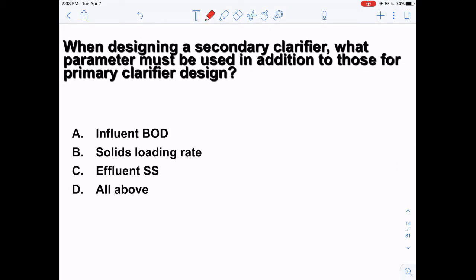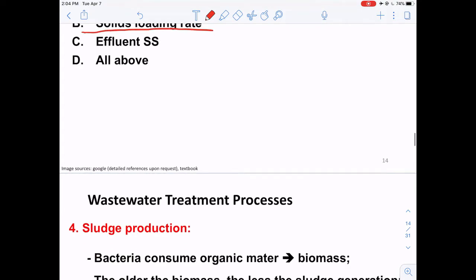Because of that, if we look at this question here: when we design a secondary clarifier, what parameter must be used in addition to those for the primary clarifier design? We mentioned that the secondary clarifier is mainly targeted at removing the microorganisms grown in the aeration tank. Because of that, we need to consider the solids loading rate in the secondary clarifier.